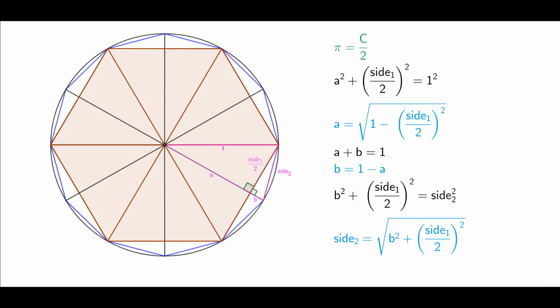I can then double the number of sides again and get a 24-sided polygon. And using these same formulas, I can find the side of the 24-sided polygon and get an even better approximation of pi. So on and so forth.